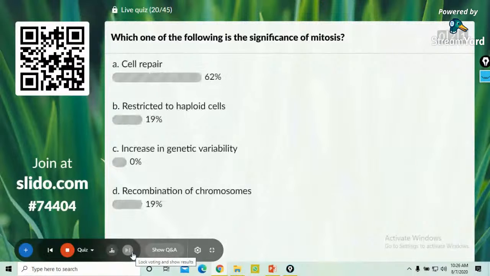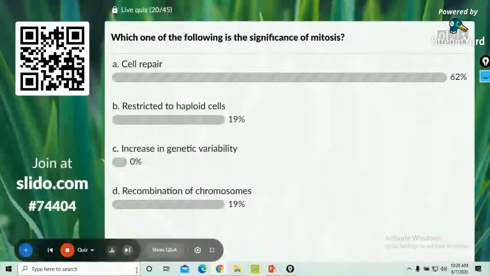Meiosis happens in the formation of haploid cells. Option A is the correct answer.